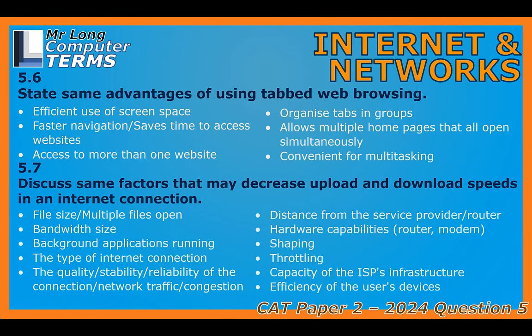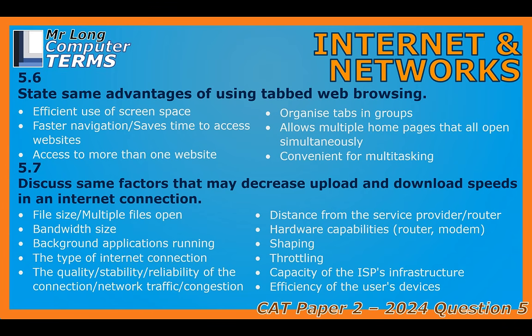Then there are things your ISP might do, like shaping, prioritizing certain types of traffic, maybe video streaming over file downloads, or even throttling, where they intentionally slow your connection down, perhaps if you've used a certain amount of data. Wait, they can just slow me down on purpose. Sometimes, yeah, it's often in the fine print of the service agreement.